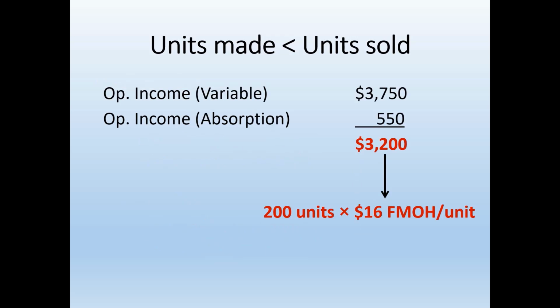Operating income is $3,200 greater in December under variable costing than under absorption costing. That $3,200 represents the 200 units from November that brought their $16 per unit of allocated fixed overhead onto the income statement under absorption costing in December.